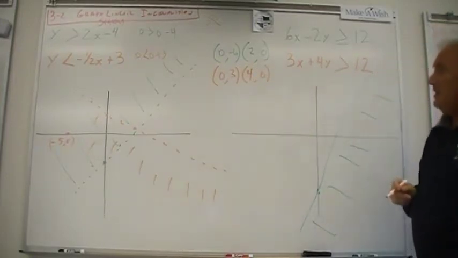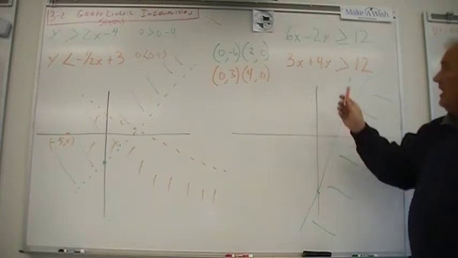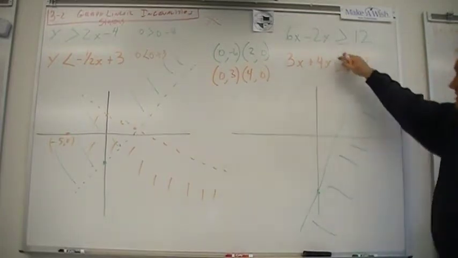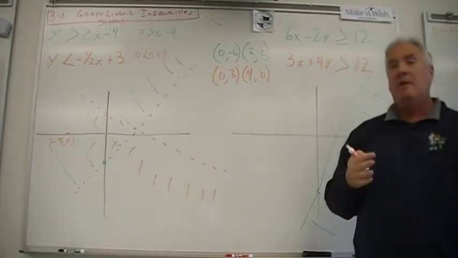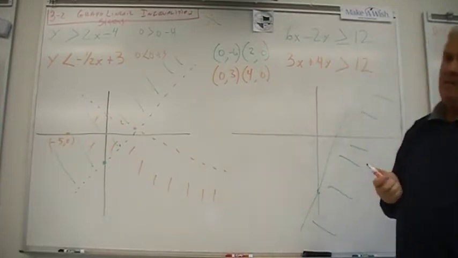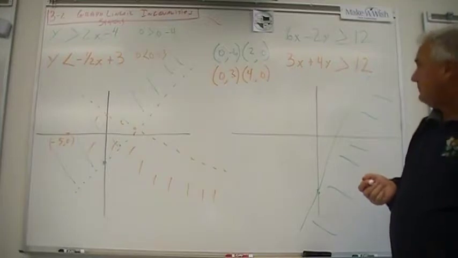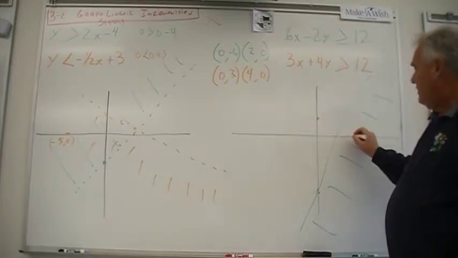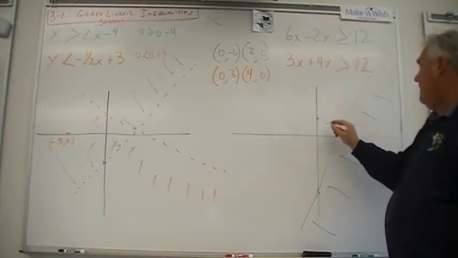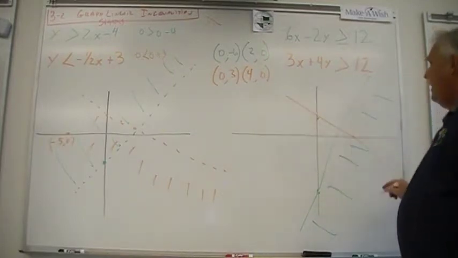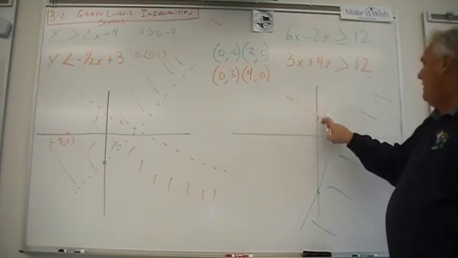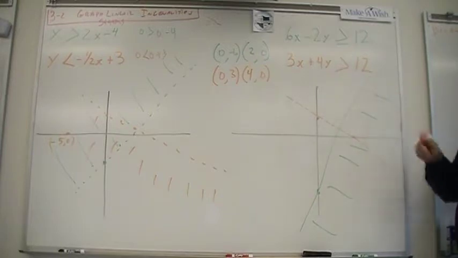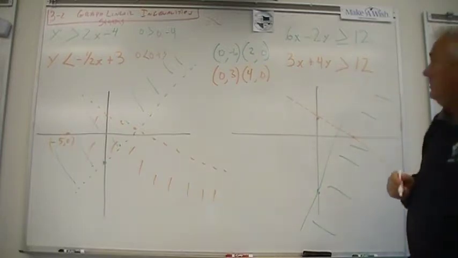So 4 goes there. Before I graph it, I will mention, I chose really easy numbers for this. They may not always be this easy when you're doing them. I did it for the sake of teaching that they're easy. They might be a little bit more difficult. So 0, 3 is right there. 4, 0 is right here. There's this line, and it should be dotted because it's greater than, not greater than or equal to.